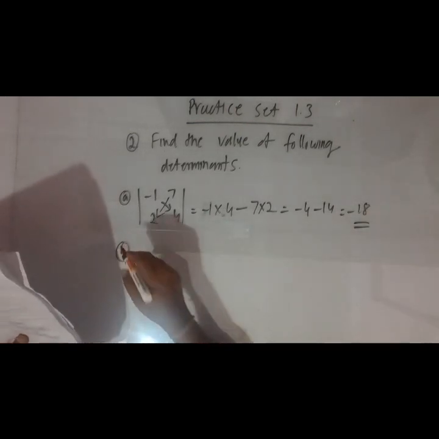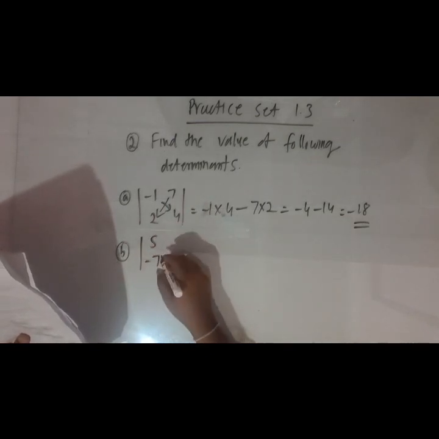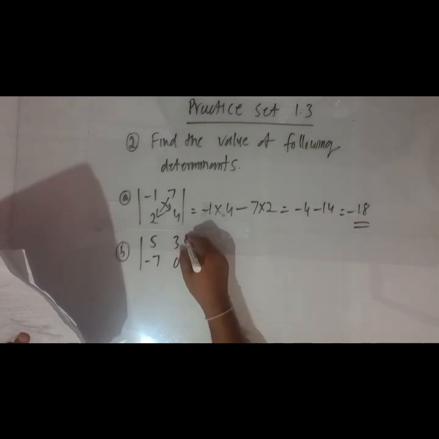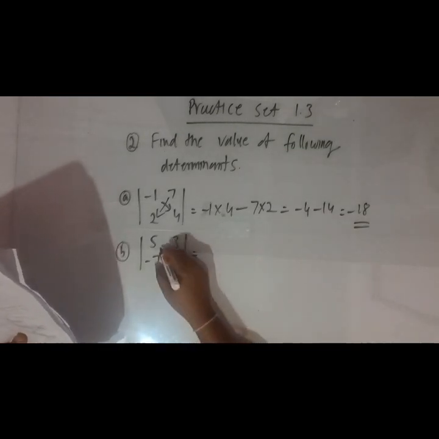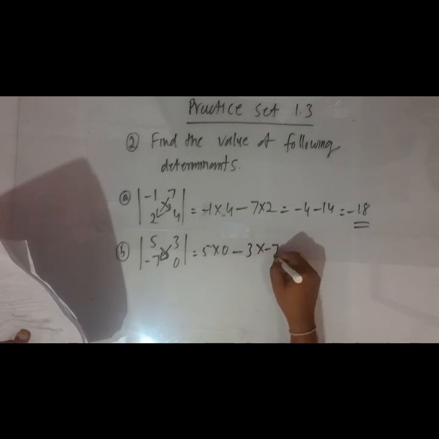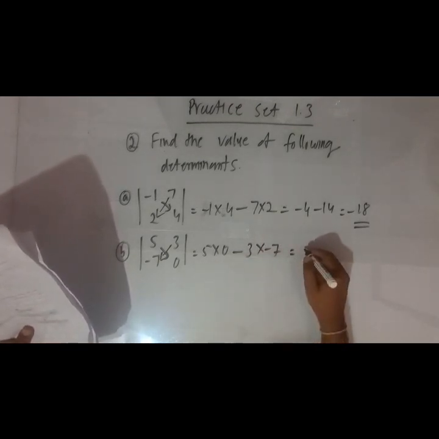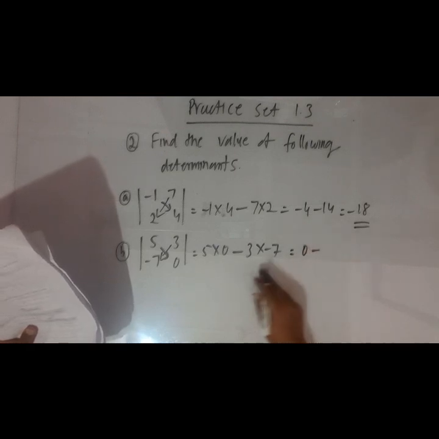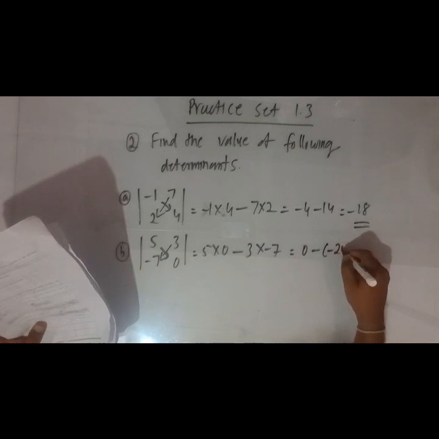Next sub question is, you have been given this determinant: 5, minus 7, 3 and 0. So I will go about solving this. Cross multiply this 5 into 0 minus cross multiply 3 into minus 7. Okay, so what is your answer? This 5 into 0 is 0 minus 7 times 3 is 21. So minus 21.